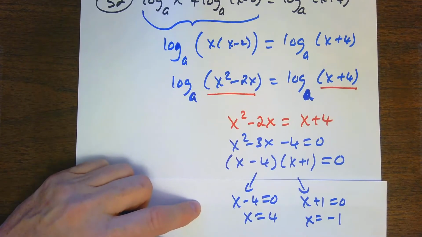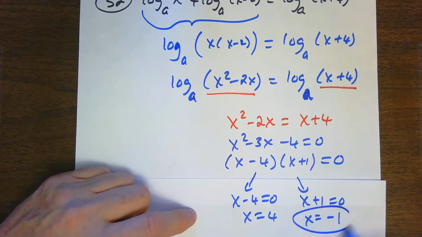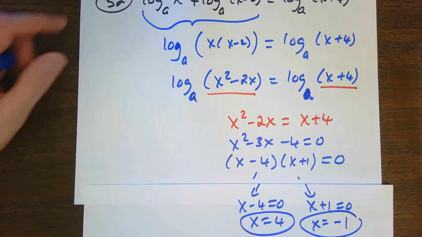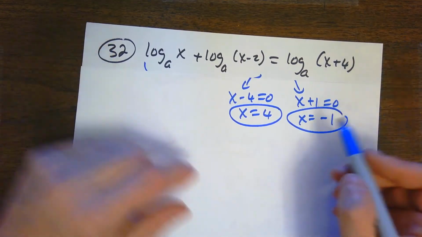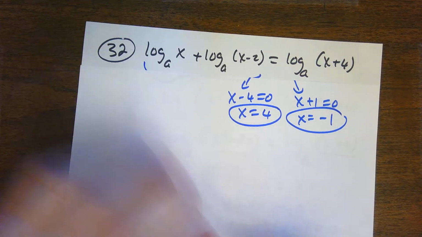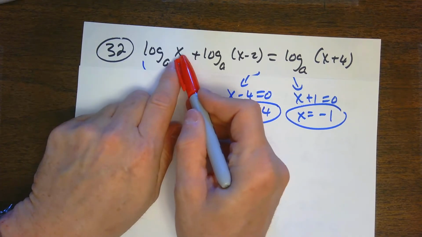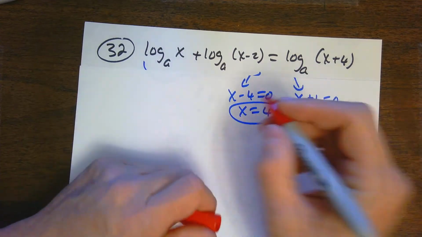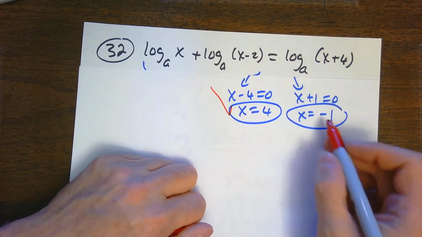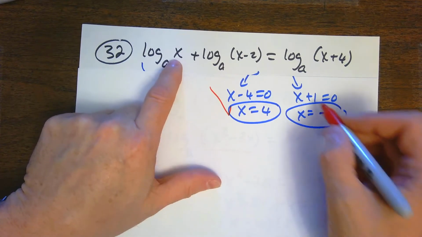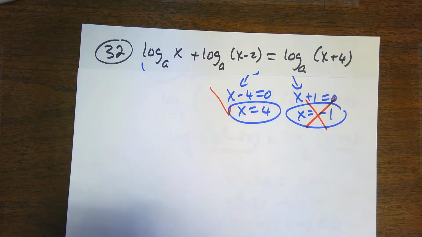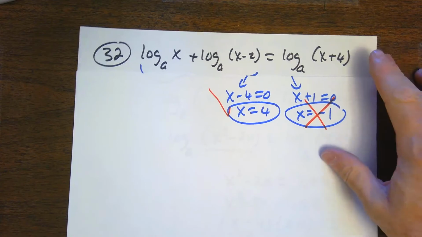I want to check these solutions. I want to take these two solutions and plug them in, and really what I'm looking for is, will the arguments be negative? If I plug in 4, that's going to be positive, positive, positive. Then the 4, that's okay. If I plug in -1, oh, right there, it's going to be negative. If I plug in -1, that one is not okay. That's an extraneous solution. Can't have it.